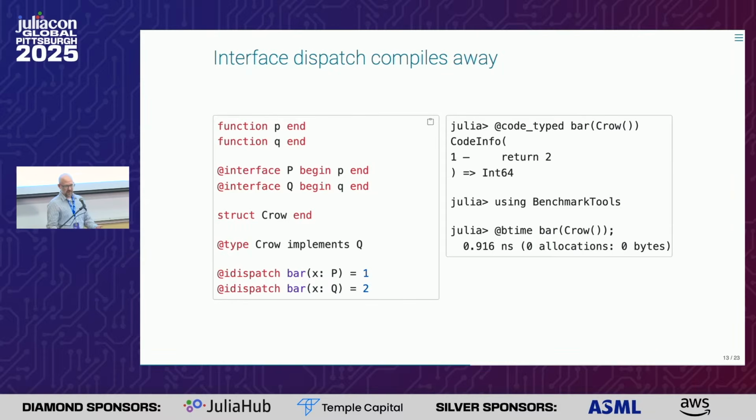Okay, and a lot of people are interested in performance in Julia, so it's important to know that the interface dispatch that this package provides compiles away. So here's just a simple example where we have a type crow that implements Q, and we have two iMethods, one that dispatches on P, one that dispatches on Q. On the right, we can see that all of the dispatch infrastructure in multiple interfaces basically just compiles away, and it just returns the integer 2, which is what we expect. I've also got a benchmark here that shows that it's really just returning the integer 2. There's no allocations. It's very fast when you call bar on a crow.